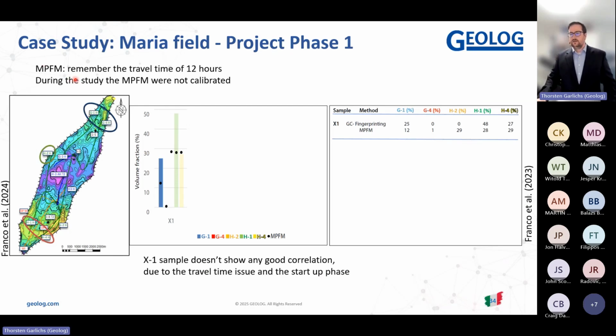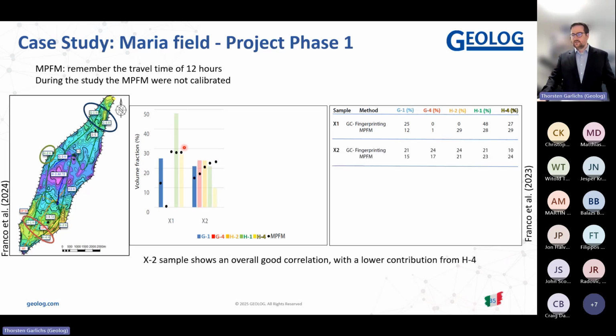The multi-phase flow meters have a travel time of 12 hours from the flow meter towards the platform. So the flow meter is always in the past, telling you what is ongoing. And during the study we did, from my information, the multi-phase flow meters were not calibrated. You see on the first sample, this is not a good correlation. We believe that here the travel time is very important. Here the timing of the sample, when you take the sample, is one key factor.